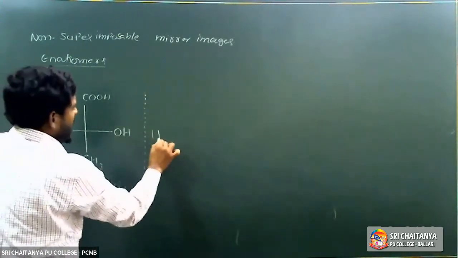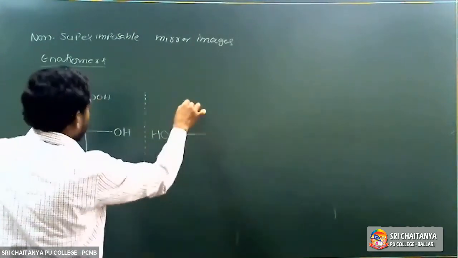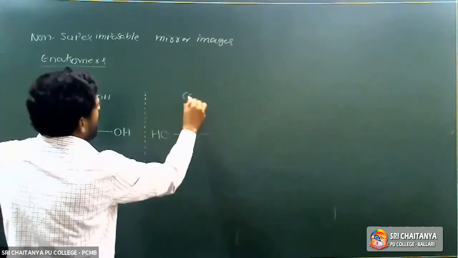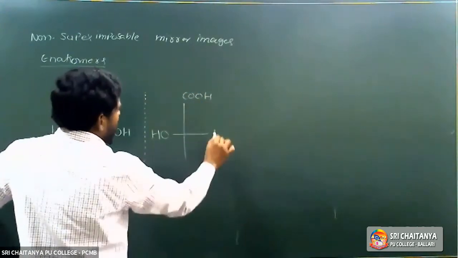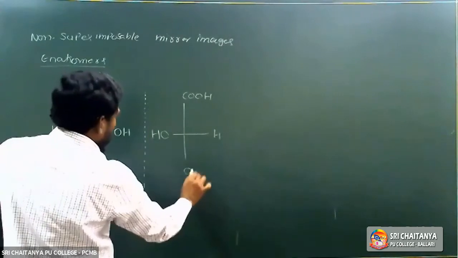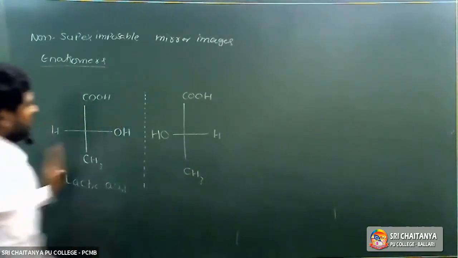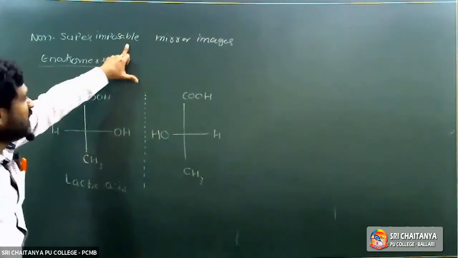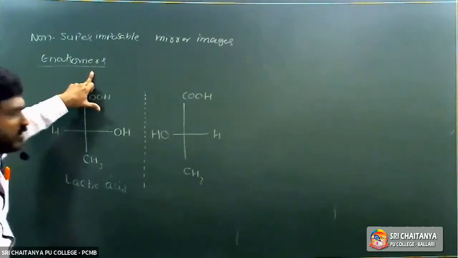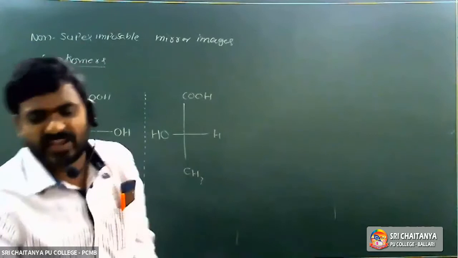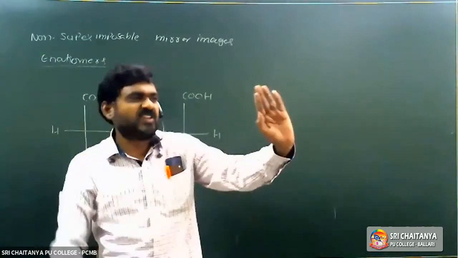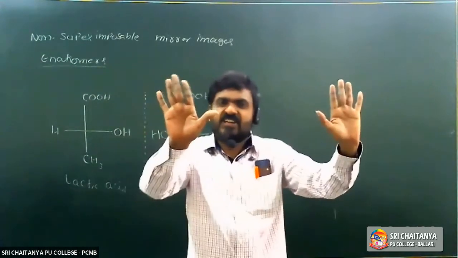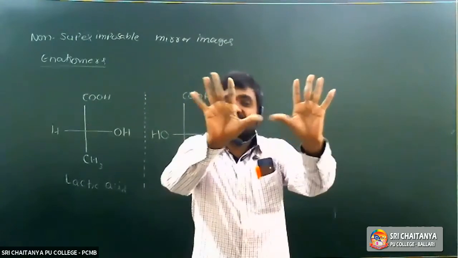So it is OH, next COOH, next H, next CH3. These two are mirror images. Non-superimposable mirror images are called enantiomers. Example, take a left hand and a right hand. This is the left hand, this is the right hand. These two are mirror images.